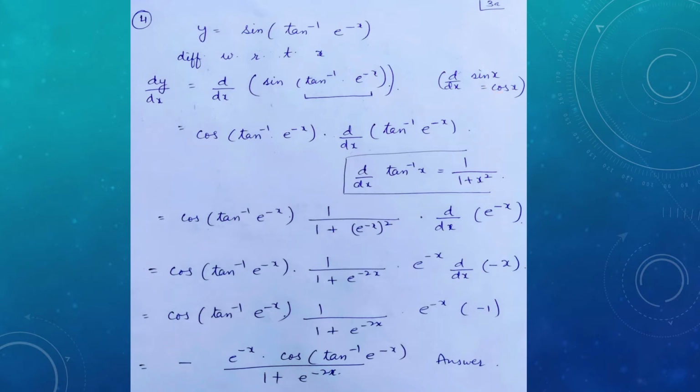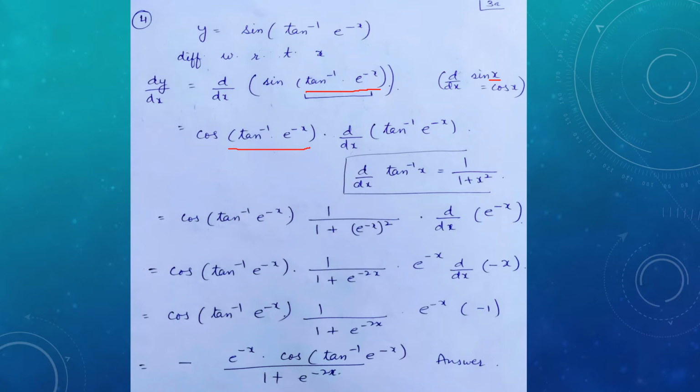Now please, here what is done is this x, which I am taking sine of x, this tan inverse e power minus x is the substitute for x. When the question is sine x, I write the answer, the derivative of sine x, I write cos x. Now sine of tan inverse e power minus x will be cos of tan inverse e power minus x.